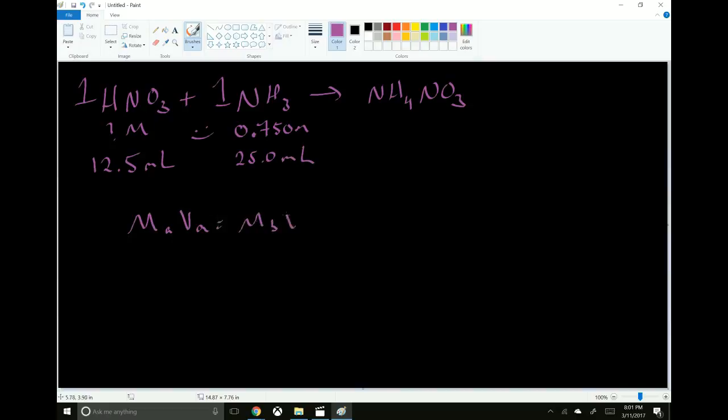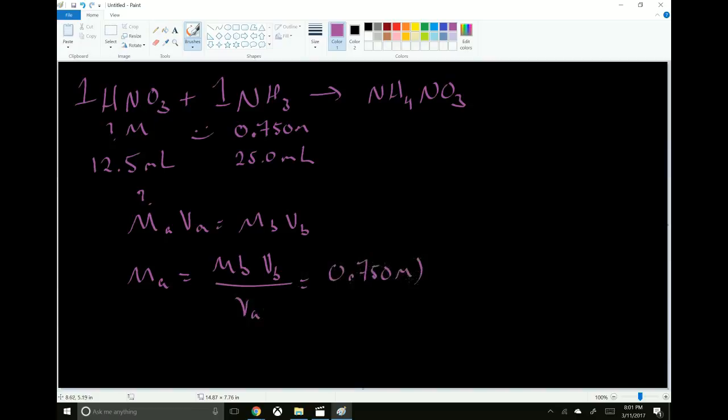MAVA equals MBVB. Because the moles of the acid are equal to the moles of the base, because it's a 1-to-1 relationship, we don't need to do all of that math all the way through. This is fairly straightforward. This is the one we're looking for, so we'll go ahead and rearrange our equation. The concentration of the acid is equal to the concentration of the base, that's the volume of the base, it's B, not a 3, divided by the volume of the acid.